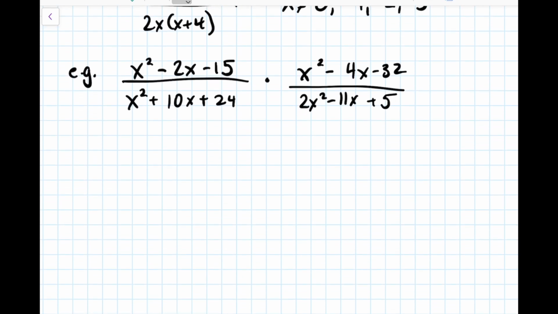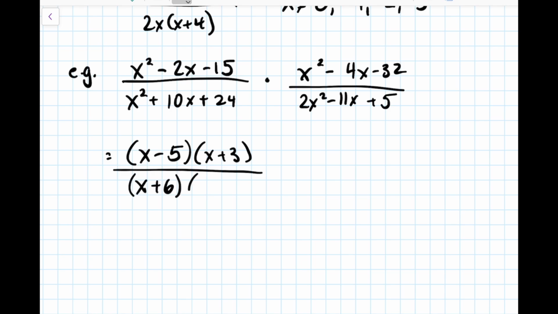All right, so going really quickly through the factoring. In the first one, you should have ended up with x minus 5 times x plus 3 over x plus 6 times x plus 4. And so in that first one, nothing's going to cancel. Sometimes you'll be able to cancel out things within just one specific fraction, but not always.